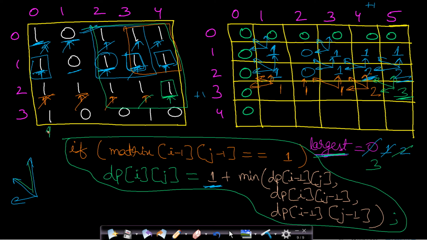Now simply we will process the rest of the elements as well. This will be 1. These are 0 values. So it will be 0. This one will be compared. So here it is a 0. It will be 1. And the last value is 0. So it will be 0.